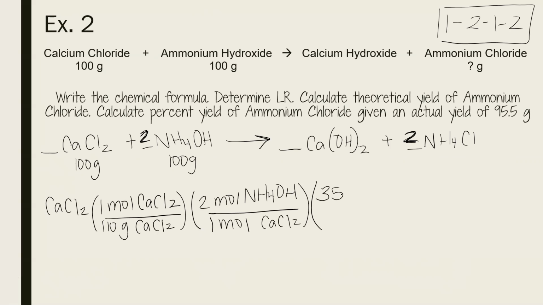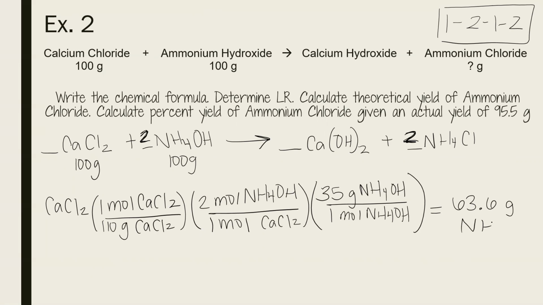Okay, my unknown is NH4OH. Remember, you don't take it times this 2. It's just N plus H plus H plus H plus H plus O plus H. And then 1 mole on the bottom, always. Okay, so if you do it that way, I get that I need 63.6 grams of NH4OH.